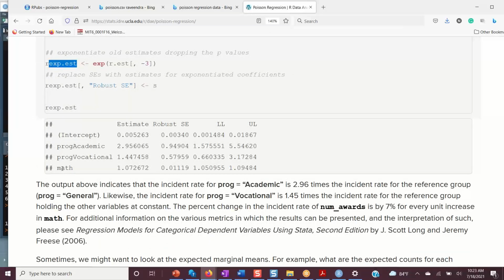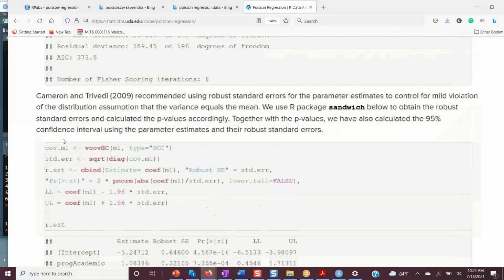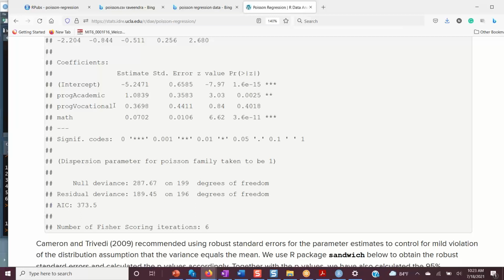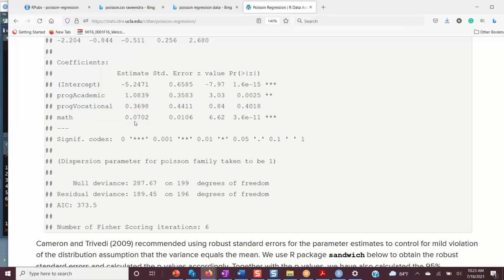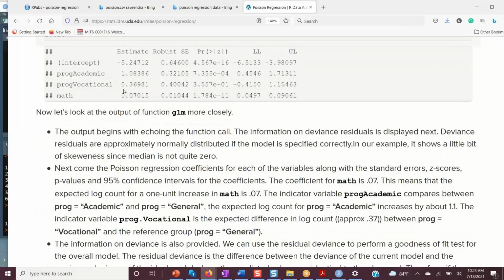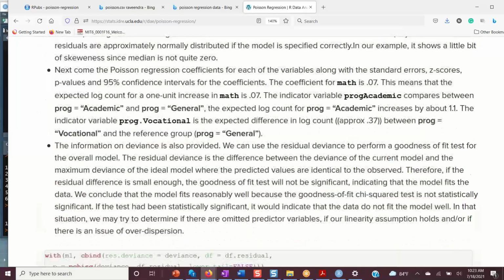So let me go back to that. What are they saying? If you look at these things, these are all not exponentiated values. This one I'm talking about, especially this estimates. So you have to do the exponentiated values.